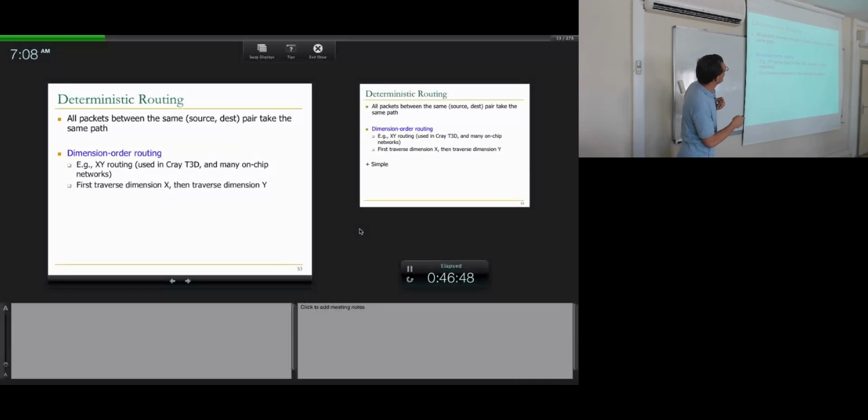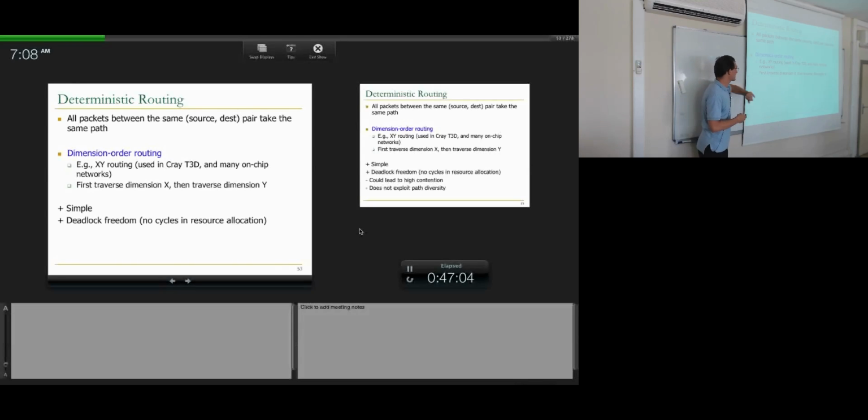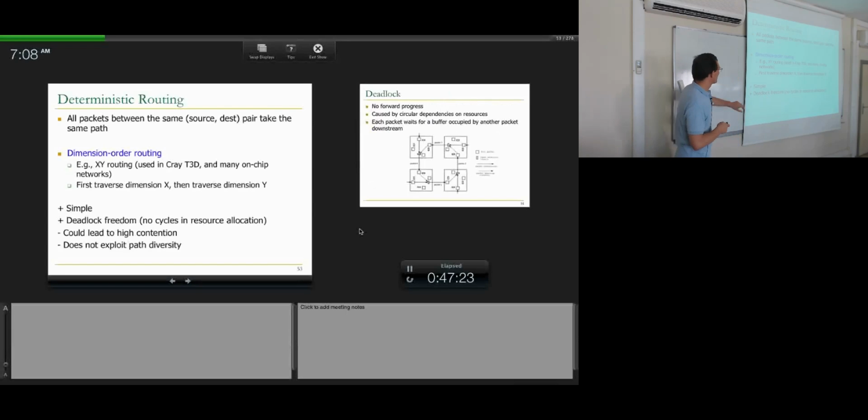As I said, all packets between the same source destination pair take the same path in deterministic routing. Dimension order routing, XY routing, which is actually used in many on-chip network prototypes today. And I think it was first used commercially in the Cray products, T3D. It's simple. It's deadlock-free. If you have buffers, you need to handle an issue called deadlock. We'll look at it very briefly because there are no cycles in resource allocation. Deadlock is whenever two things are waiting on each other and they keep waiting forever, right? And we'll see why this is deadlock-free. And this could actually lead to high contention.